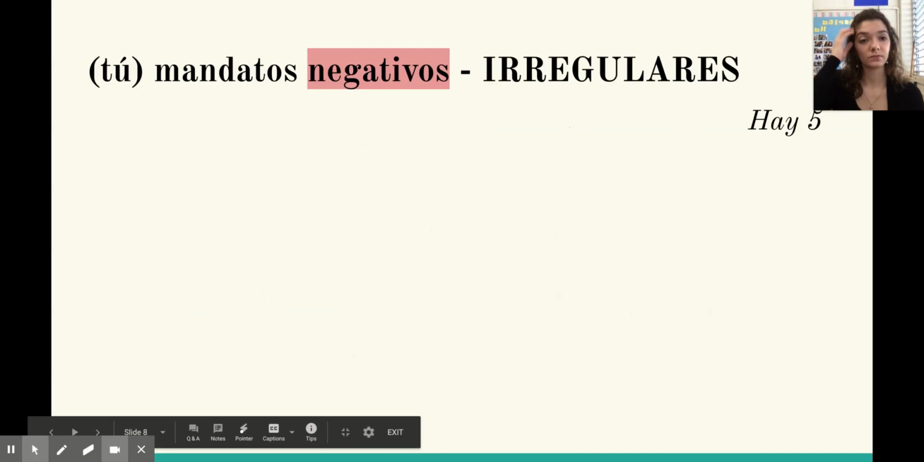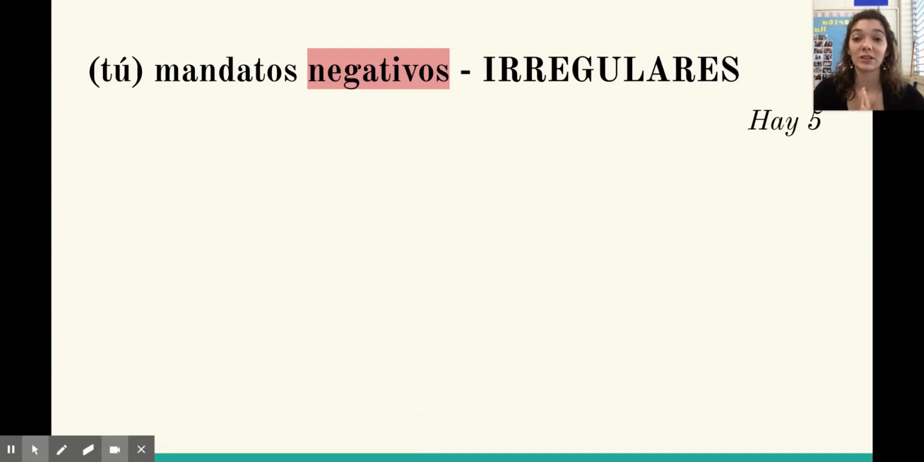Moving on. The last thing you're going to learn is the cinco irregulares. The five irregulars that are negativos, meaning don't whatever. There are five irregulars. Sorry, I don't have a fun mnemonic device for this, but they're similar. Dar, which is irregular in the affirmative also, changes to no des. Don't give, right?